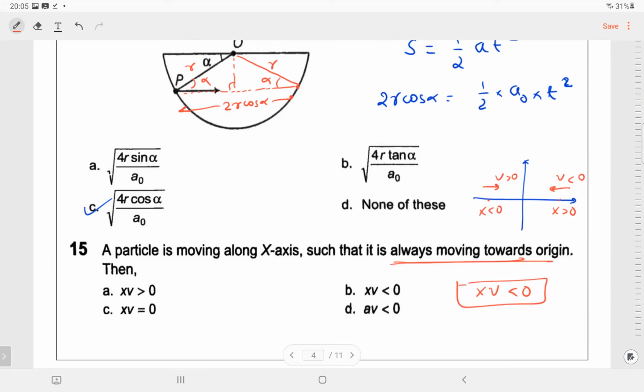Right? When the x coordinate is positive, velocity is negative. When the x coordinate is negative, then velocity is positive. Accordingly, we can find that the answer is B. Clear? Question number 15 clear? Yes. Yes, sir.